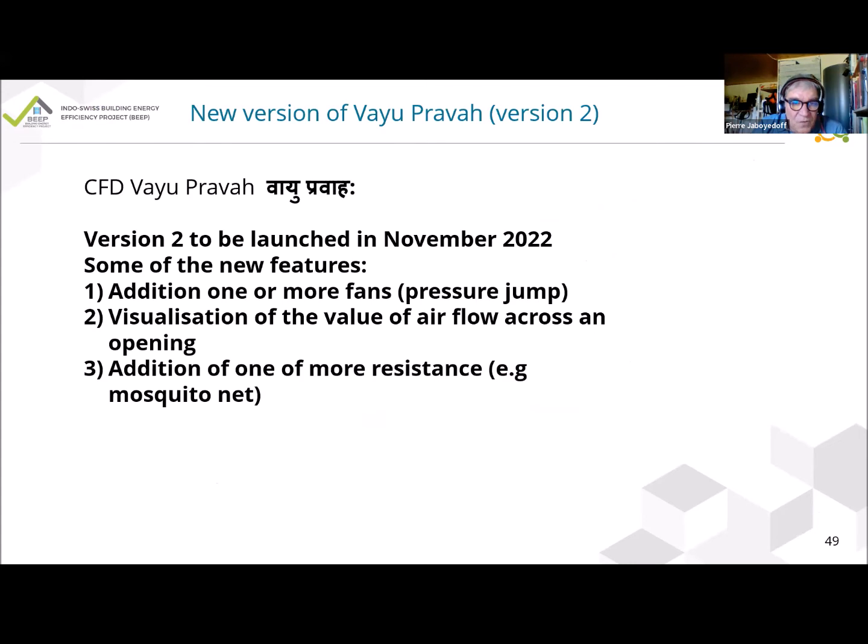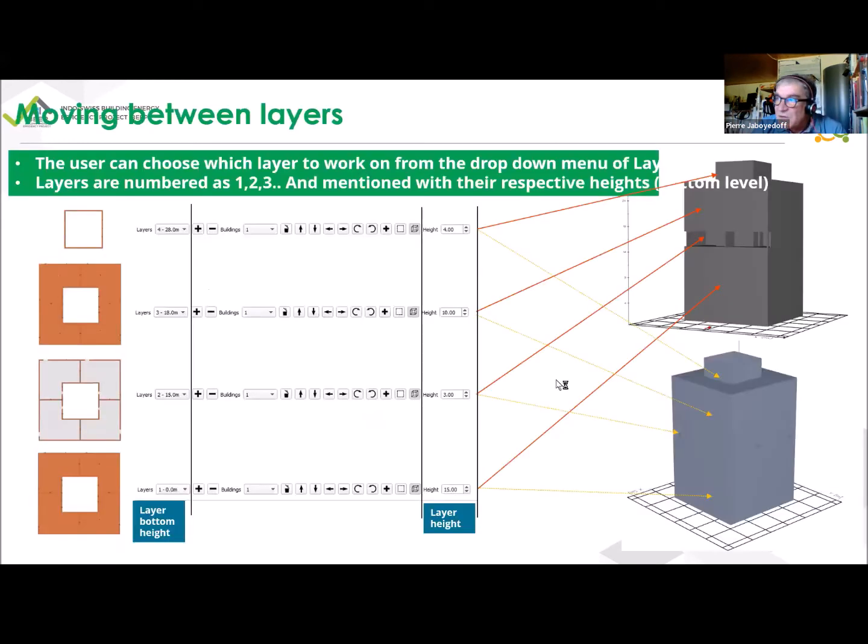And then, in the new version, you can also measure the airflow across an opening. For instance, if I show you here, you will be able to put just 4 points here, and it will tell you how much air is coming. And here the same, you also get how much air is going through. So you can very well visualize what is happening when you change the size of openings.